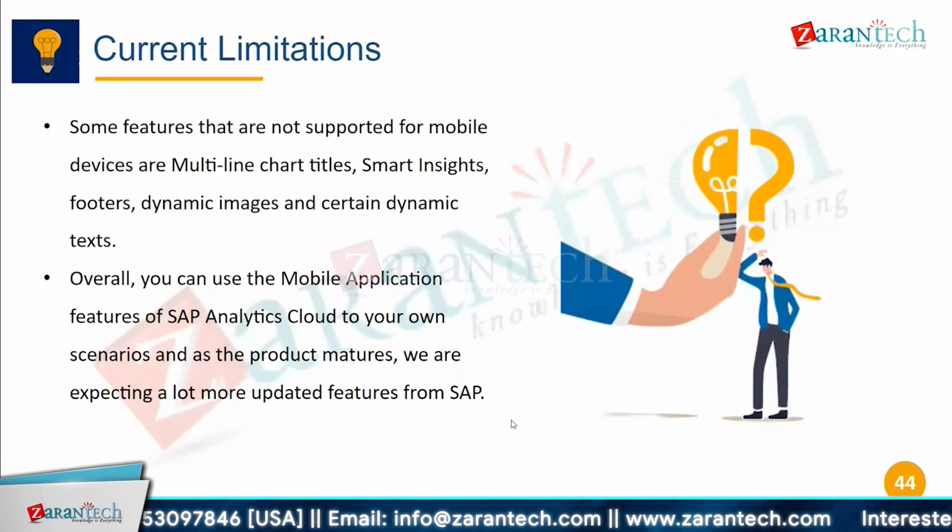What are the current limitations with respect to the mobile screen? Some features are not supported for mobile devices, such as multi-line chart titles. If you have chart titles which go to 4 or 5 lines, such chart titles cannot be shown. So basically, it's always good to have a single line title for the chart.